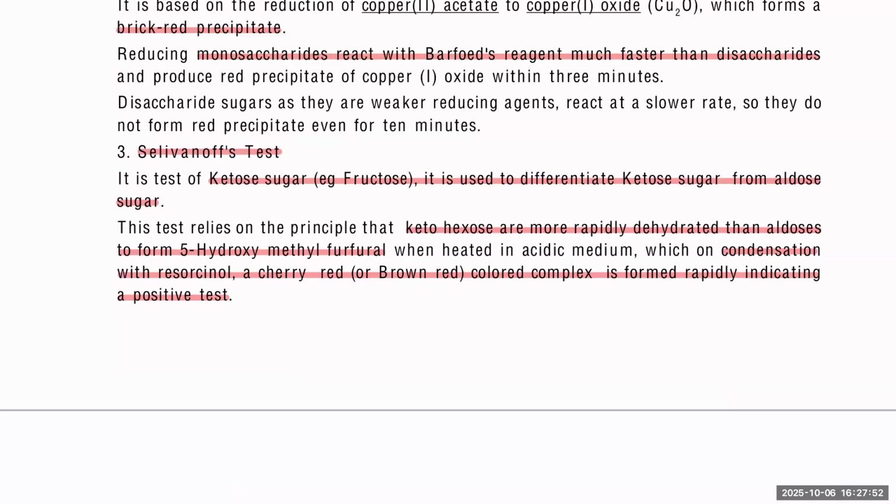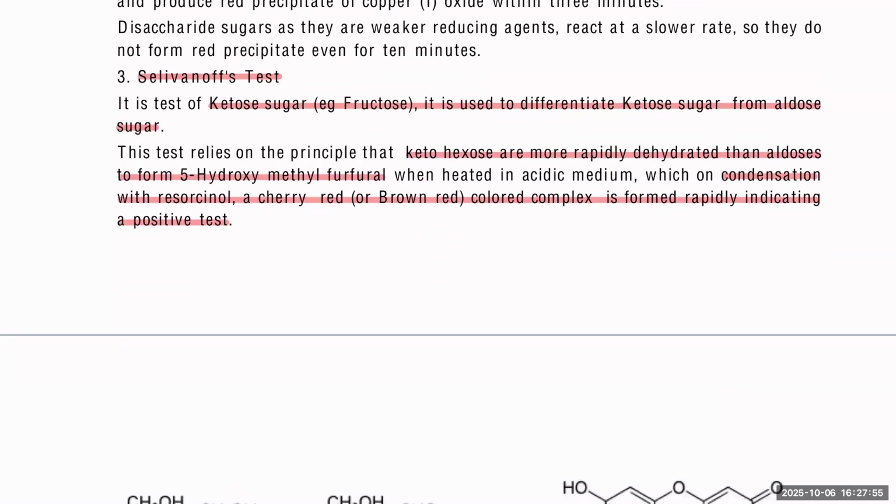Next one is Seliwanoff test. Seliwanoff test is mainly used to differentiate fructose from glucose, or in a way, ketose from an aldose. How to differentiate ketose and aldose? See, this test mainly relies on the principle that ketohexoses are more rapidly dehydrated than aldohexoses. In fact, ketones will have easier formation of enol and they can get dehydrated much faster to give furfural compared to aldehydes. So this is what happens.